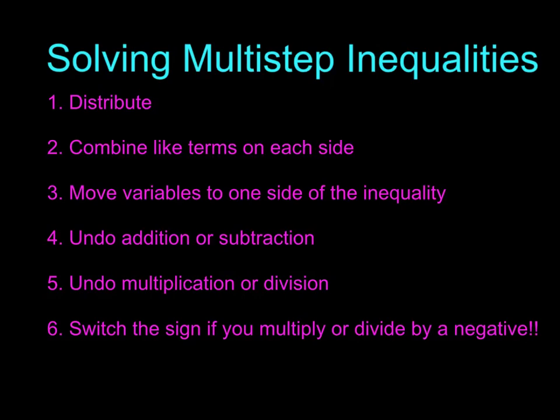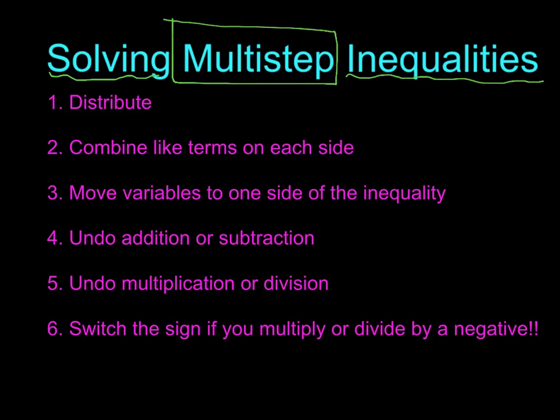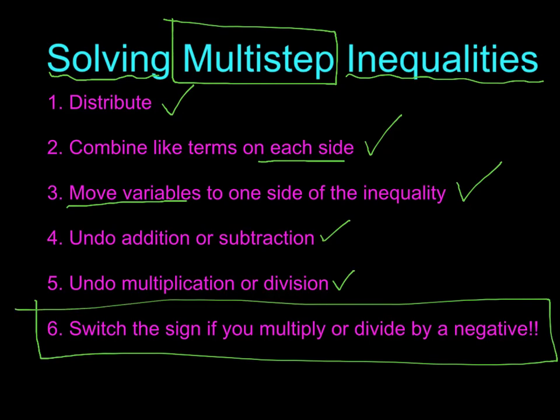In today's lesson, we will continue solving inequalities, but we're jumping from one step all the way to multi-step inequalities because we basically follow the same steps as equations. You first look to see if you can distribute, and then combine like terms on separate sides of that equal sign. Move your variables to one side, undo addition and subtraction, undo multiplication and division. The only difference is this step at the end. You always have to look to see if you have to switch the sign, and you do that if you multiply or divide by a negative.